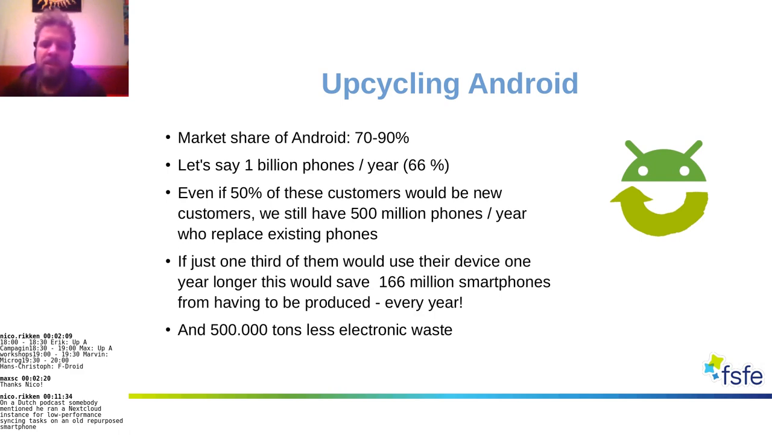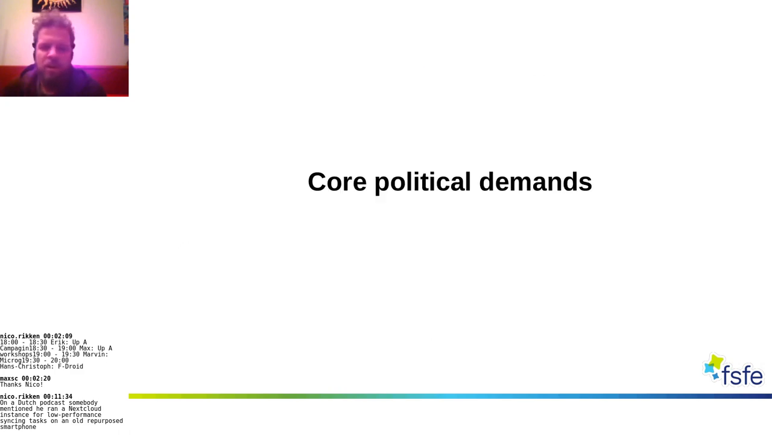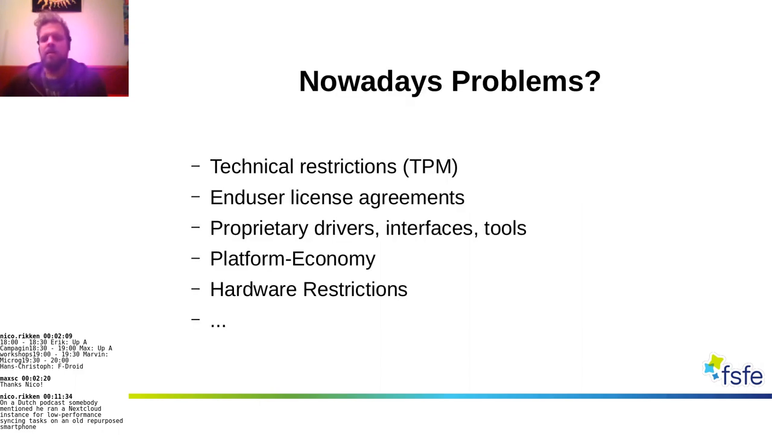Okay, so that's the environmental aspect that we talk about in our workshops. As you know, the FSFE is a political organization, so we also have some core political demands that we talk about in our workshops. The problems that can be fixed by politics that we face nowadays are mainly, I mean, now we have seen, okay, free software, we can use free software and we can use our hardware for a longer time. But it's not that easy.